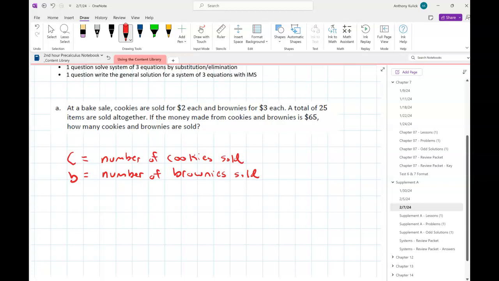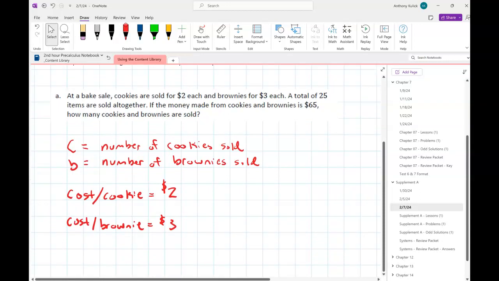So the first sentence says, cookies are sold for $2 each. So the cost per cookie equals $2. Everybody agree with that? Brownies for $3 each. So the cost per brownie equals $3.